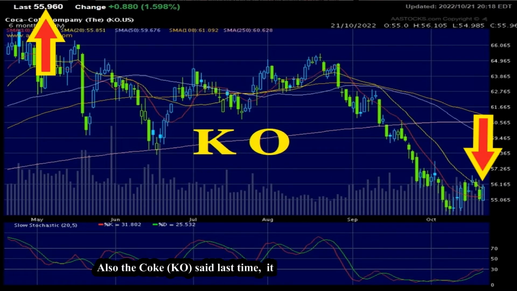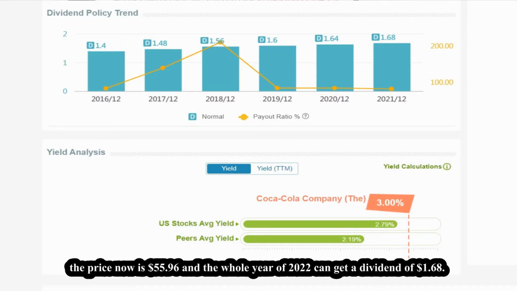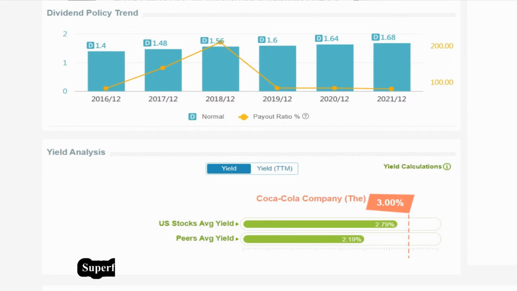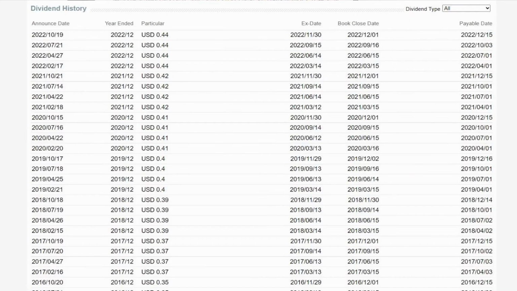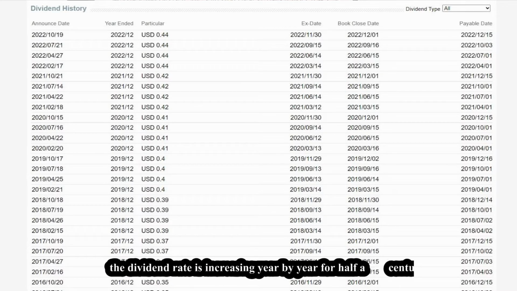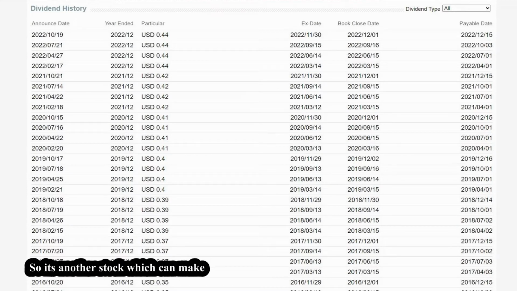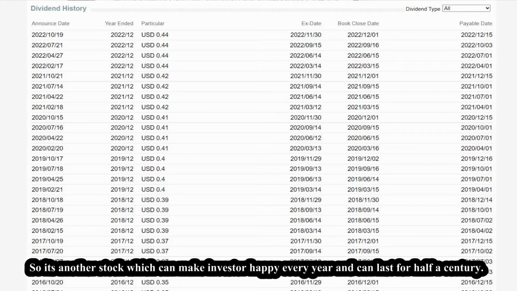Also, Coke, KO, as I said last time, is also a high dividend stock. The price now is 55.96, and for the whole year of 2022 it can get a dividend of $1.68. Superficially, the PE ratio is 33.3, not extremely attractive, but one more point to mind: the dividend rate has been increasing year by year for half a century. So it's another stock which can make investors happy every year and can last for half a century.